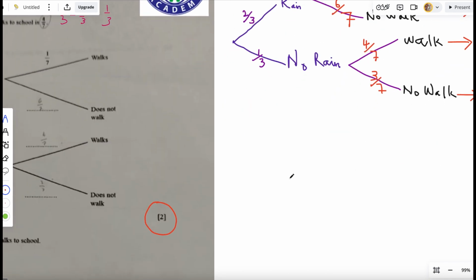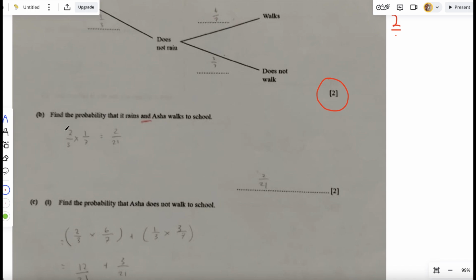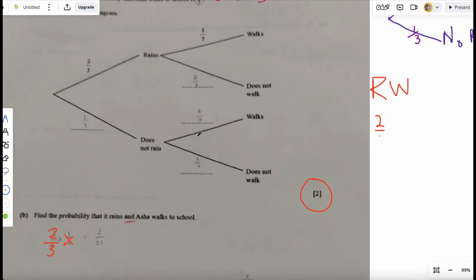So we come here. It rained, that's it rained and she walks to school. So first of all, the probability that it rained is 2 over 3. So I'll say 2 over 3, times, what's the probability that she walks to school? 1 over 7, right? Probability that she walks to school is 1 over 7. Probability that it rains is 2 over 3.